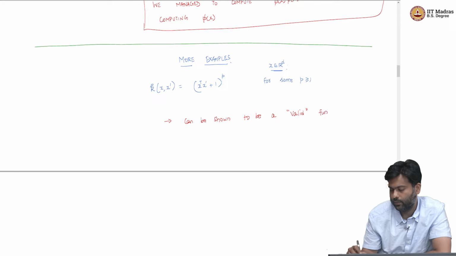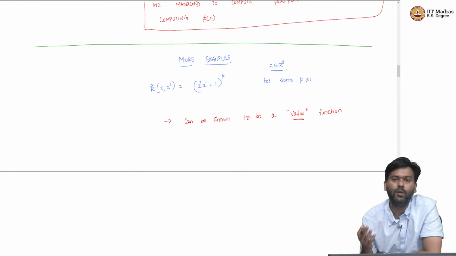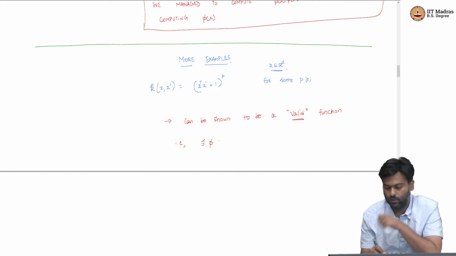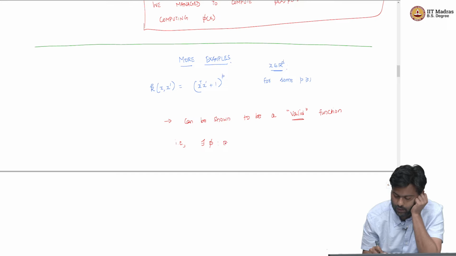What does it mean to say a function is valid for us? When will we say we are looking at valid functions? Well, for us valid means the following: there exists some phi, and this phi typically is from d dimension to some capital D dimension, such that if I just compute k of x comma x prime, which is this quantity here, it is the same as computing phi of x transpose phi of x prime.